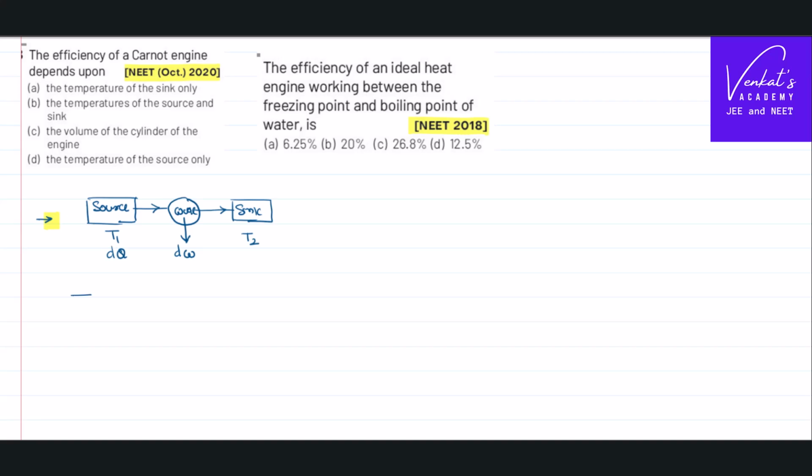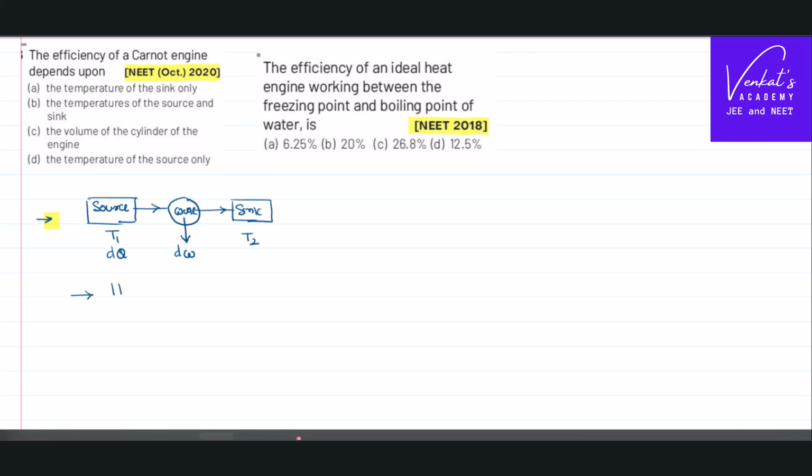So what we can say broadly in terms of energy is that the heat supplied from the source has done two jobs. Some external work, and then some heat is given to the sink, rejected to the sink.